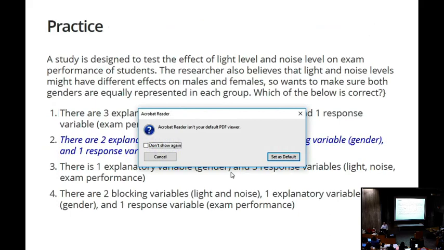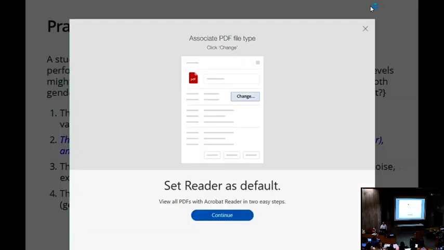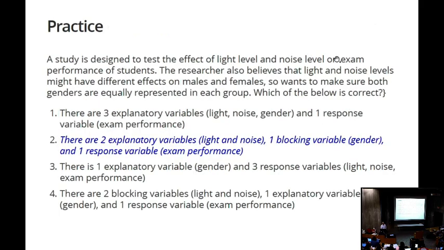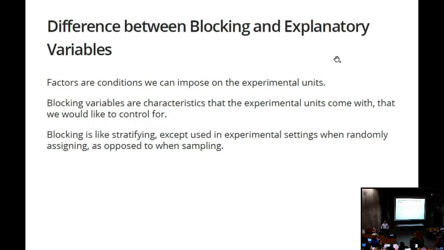All right, so this is where we were. And yeah, that's the setup. So then the difference between a blocking and explanatory variable. When we say a factor in statistics, a factor is something we impose on the experimental units. That can be the patients, subjects, the little white rats, whatever we're dealing with in our particular study. Blocking variables are these things that the patients come with, but we want to control for these. They're not really of interest to us. We just know that they exist. It's like the concept of stratification in sampling, which we'll talk a lot more about in the coming weeks.